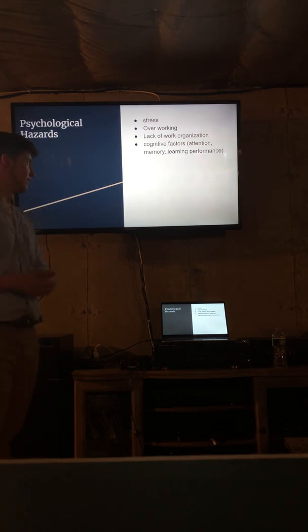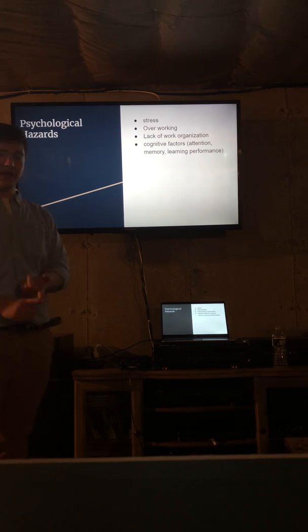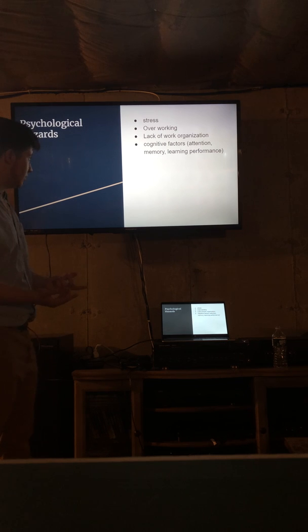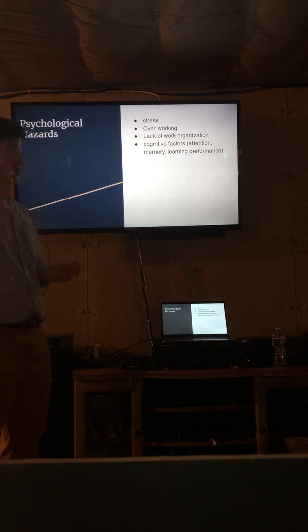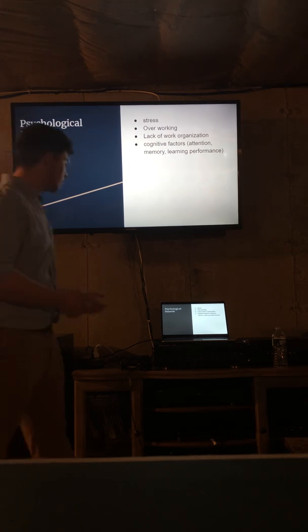And next, we have cognitive factors. With this, a lack of an attention span, for lack of better terms, it's really what it is, to put it bluntly. Memory disabilities or learning performance disabilities. If somebody's not picking up on things, eventually they probably would be eliminated if the problem's not fixed. But it can cause severe injury to those around them and themselves during the process before they get fired.